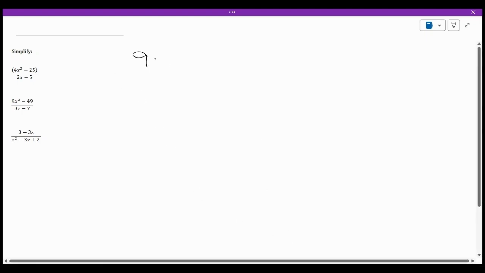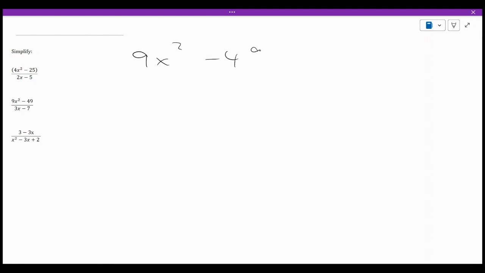We have 9x squared minus 49 all over 3x minus 7. Now, is there anything significant that we can do with what's at the bottom? No. But if we look at the top, same thing. 9 is a perfect square, x squared, also 49. So let's just put these for ourselves, right? You mustn't write this down as a part of your answer. You can just do it on the side, right?